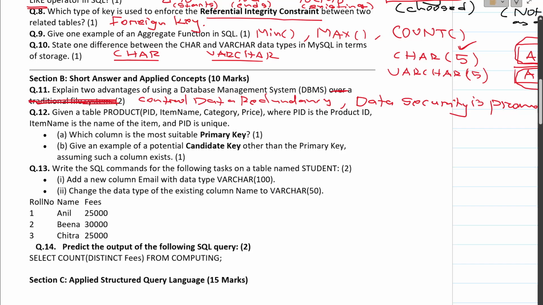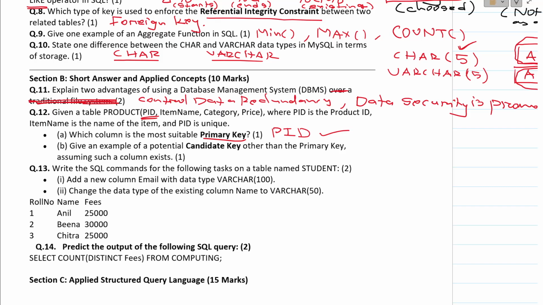Now talking about number 12, given a table, product: PID, item name, category, price, where PID is the product ID. Which column is the most suitable for primary key? Primary key means the chosen unique key. I think the duplicacy will be less in PID, because every product will be having a different ID. So there is least chance that this will be duplicated. So PID can be the primary key.